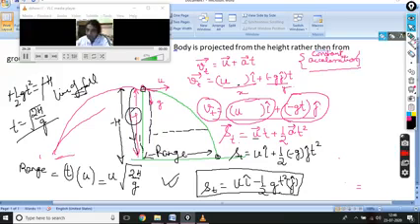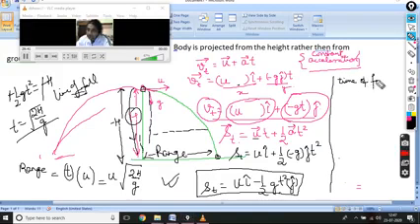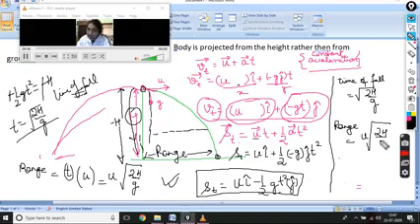So let me jot down all the results over here. Time of fall is given by under root 2h divided by g. Range of the projectile is u into under root 2h divided by g. All right. I hope you understand.